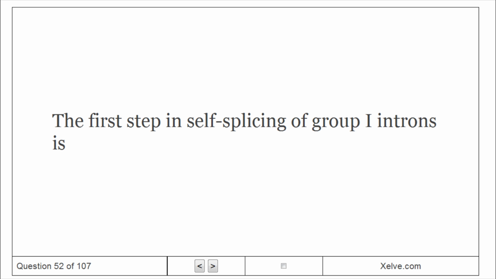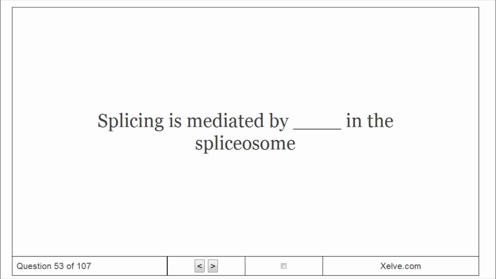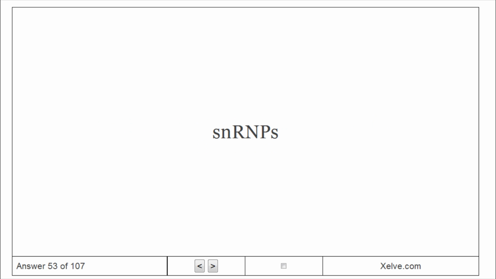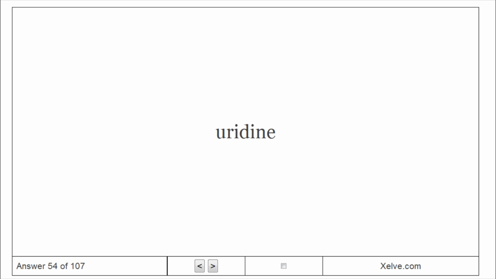The first step in self-splicing of group 1 introns is transesterification reaction. Splicing is mediated by blank in the spliceosome. snRNPs. snRNPs that participate in splicing have high blank content. Uridine.